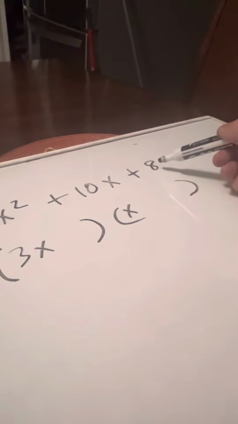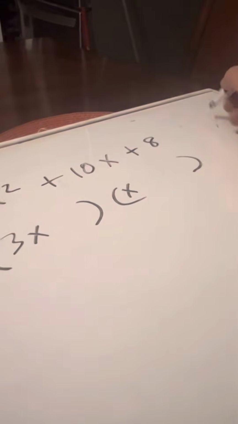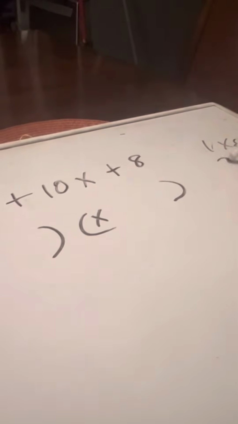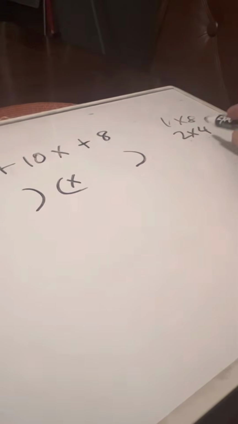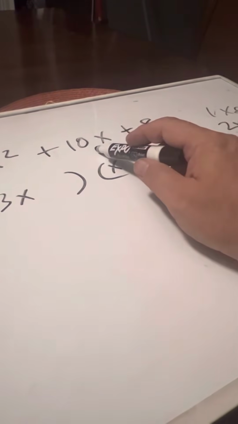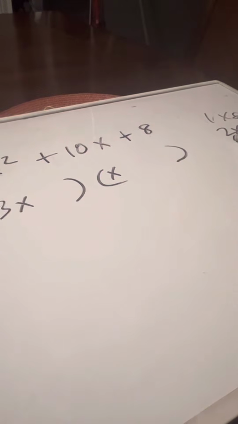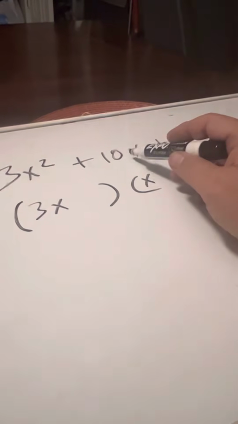Now look at the numbers, the factors of 8. What times what equals 8? Well, 1 times 8 equals 8, but that's probably not going to work. 2 times 4 equals 8. That will most likely work, because you have to think of numbers that when you multiply them together they equal that, and when you add them together they have to equal the middle number. Okay, 2 times 4 is 8, but 2 plus 4 is not 10.